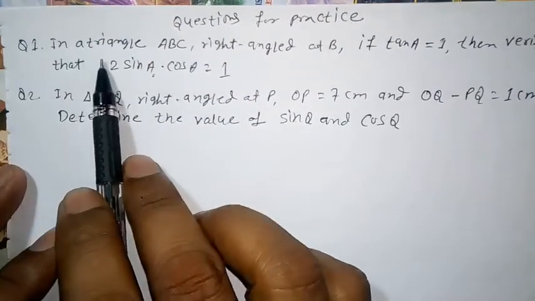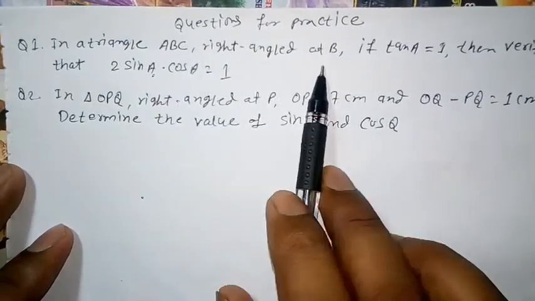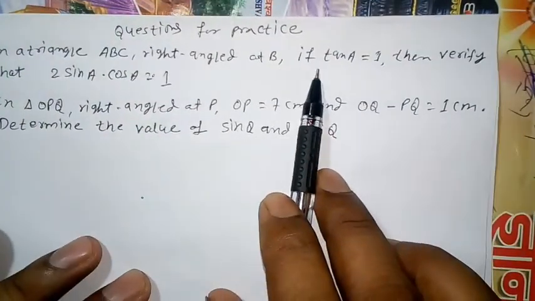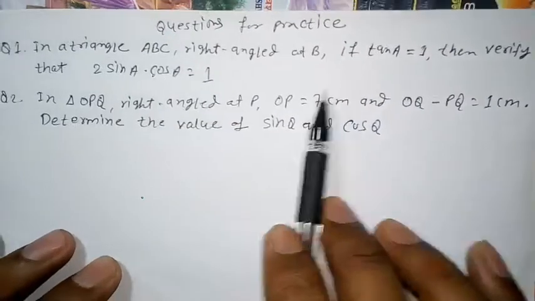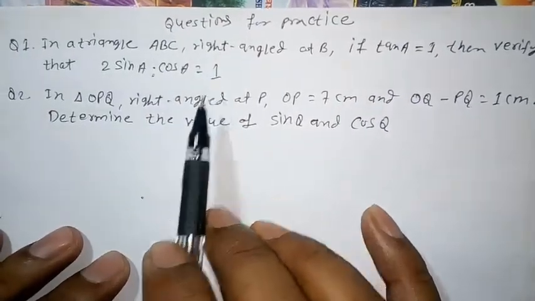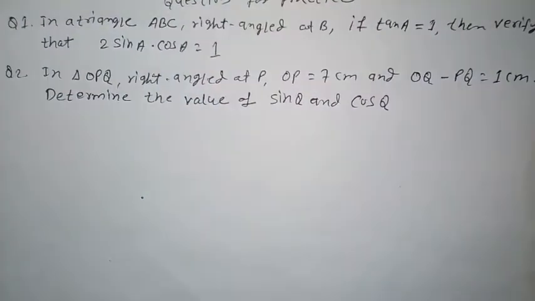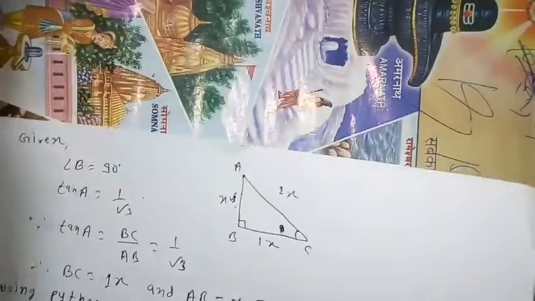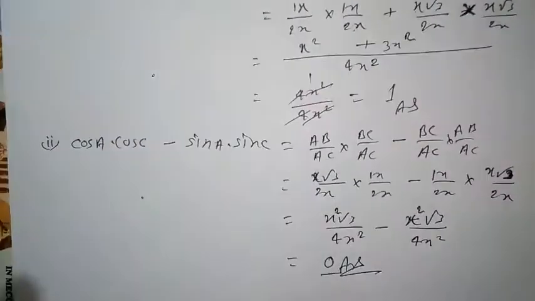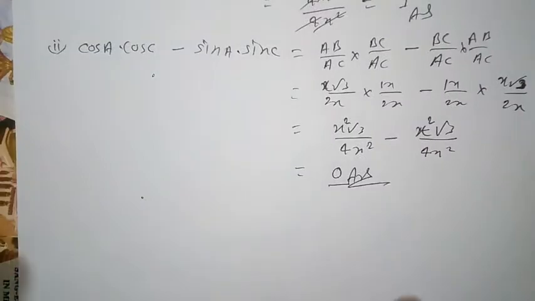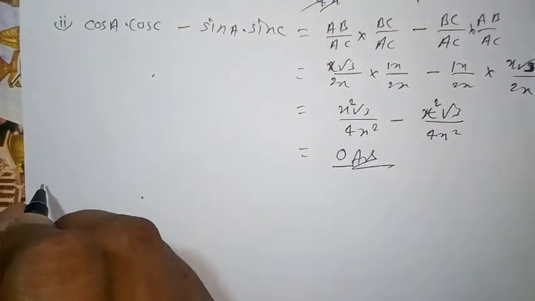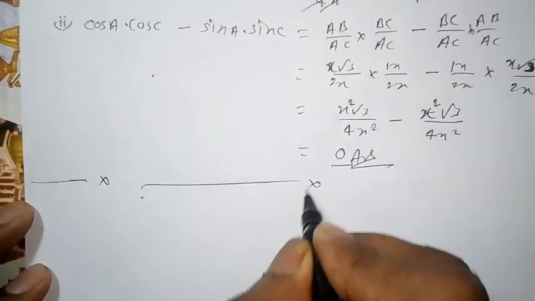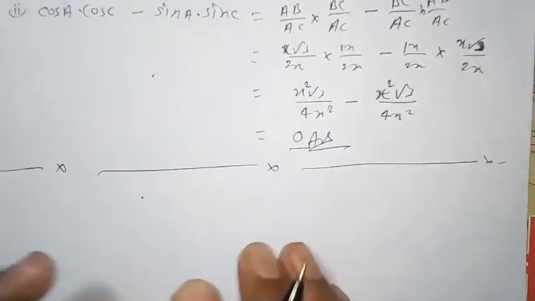First question. In a triangle ABC, right angled at B, if tan A is equal to 1, then verify that 2 sin A into cos A is equal to 1. Now, I am solving this practice question. Question number 1. Solution.